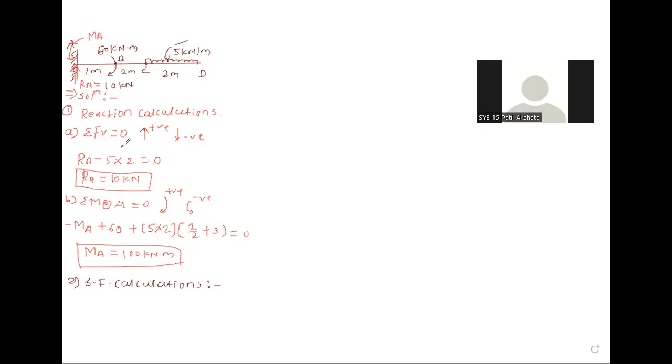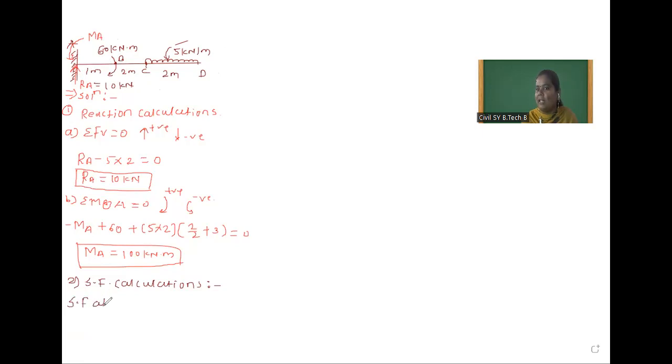So the second step is related to shear force calculations. We will calculate shear force. Whenever we calculate shear force, we will consider upward forces positive and downward forces negative. But for this, we have to start this calculation from the left side. So shear force at A is equal to how much? 10 kilonewton, and this 10 kilonewton is going upward, so plus 10 kilonewton.